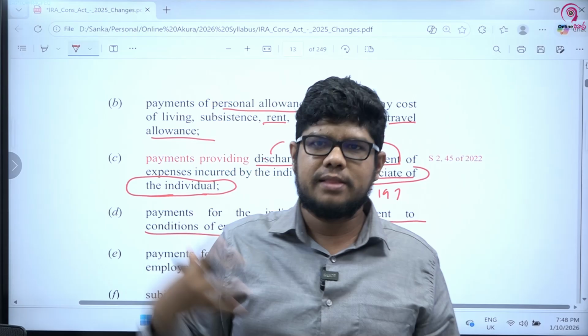Payment or transfer. Let's say not only payment, maybe an asset transfer could also be there, right? The company is selling laptops and one laptop is being given to me for my personal use. That's the employment income, the employment benefit. Or that laptop is being given to my child. That's a transfer. That's employment income, that you need to understand.